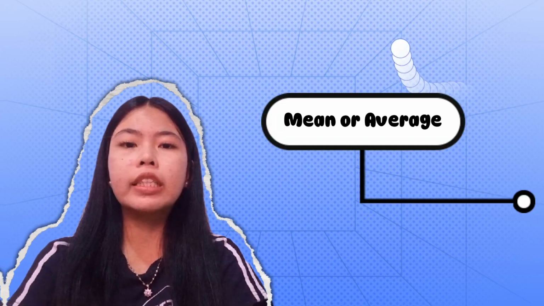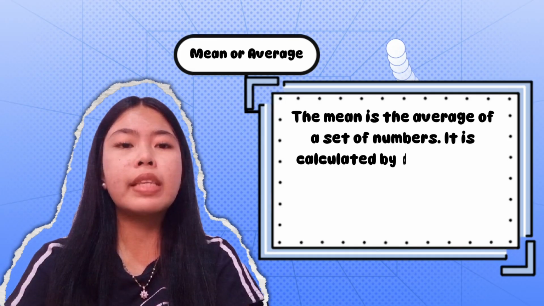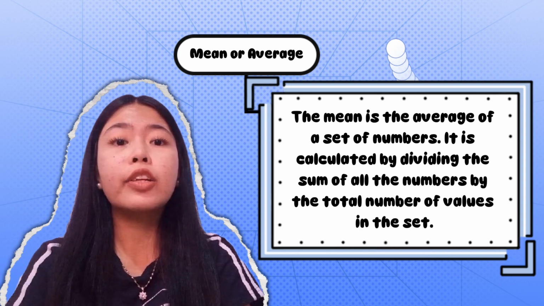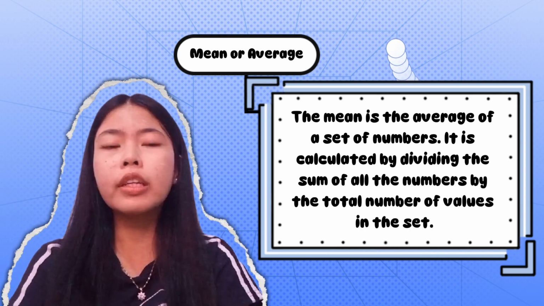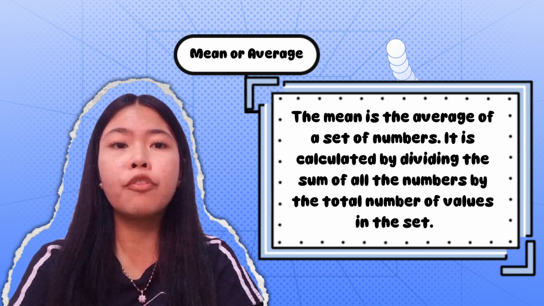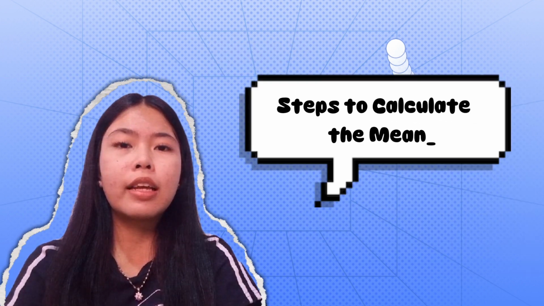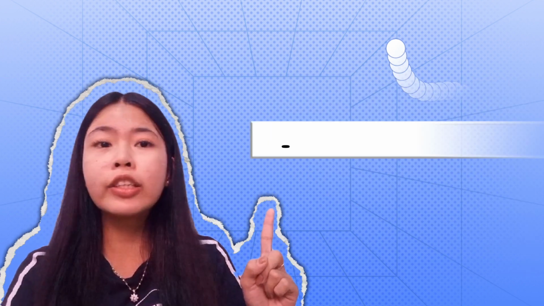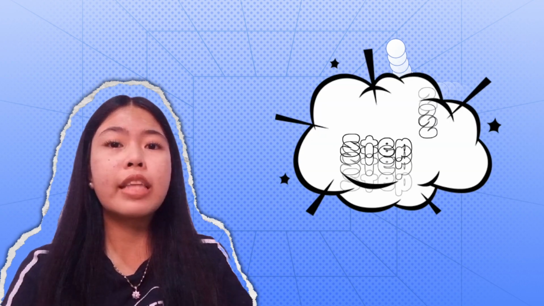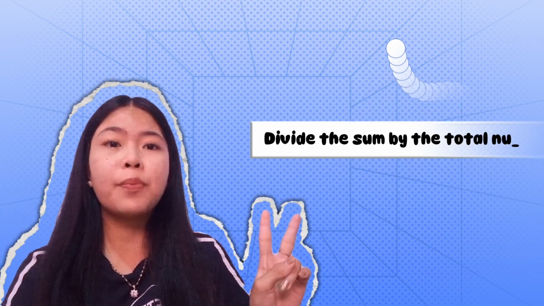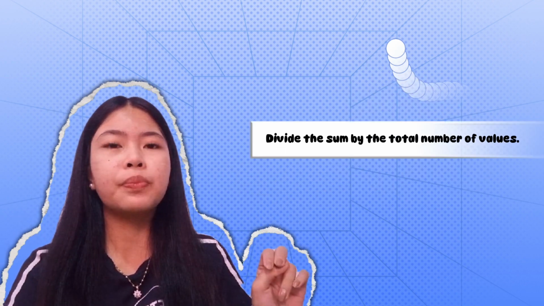Mean or average. The mean is the average of a set of numbers. It is calculated by dividing the sum of all the numbers by the total number of values in the set. Steps to calculate the mean. Step 1. Add all the numbers together. Step 2. Divide the sum by the total number of values.